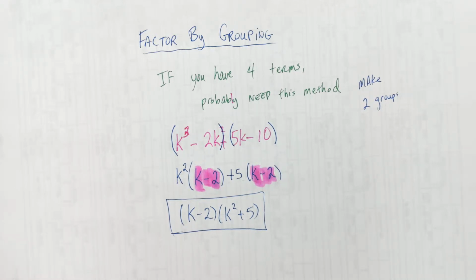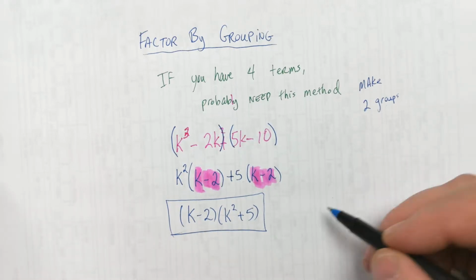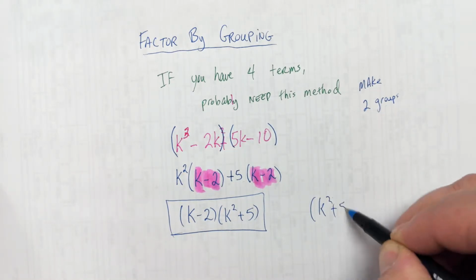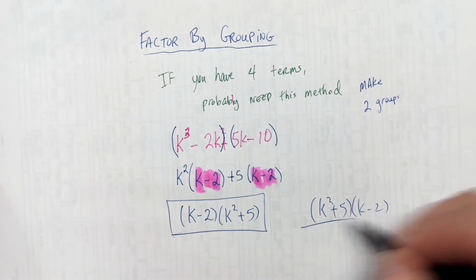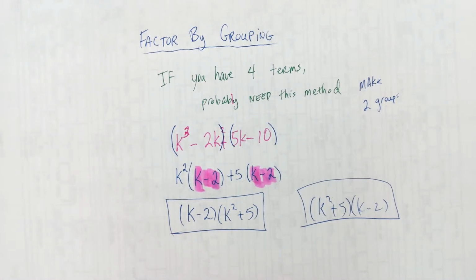Does it matter if you order? Or you could have written k squared plus 5 and then... Yeah, you could write k squared plus 5, and then times k minus 2. Of course. No problem. Same thing either way. Because when you're multiplying, it doesn't matter the order.